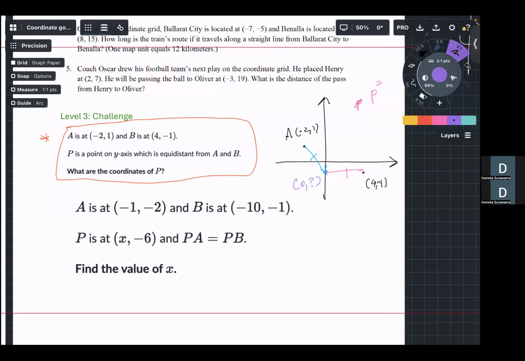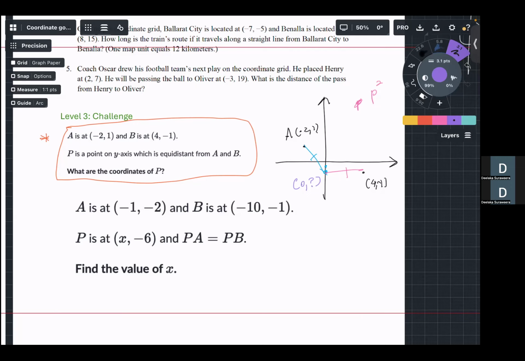Is it just 0 minus 1? Like the coordinate? Let me check. No, I don't think so. But we have to use Pythagoras something like this, right? Yes.